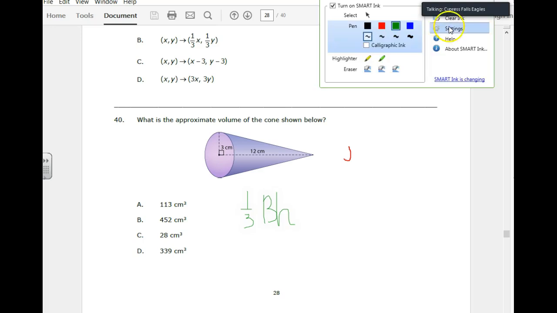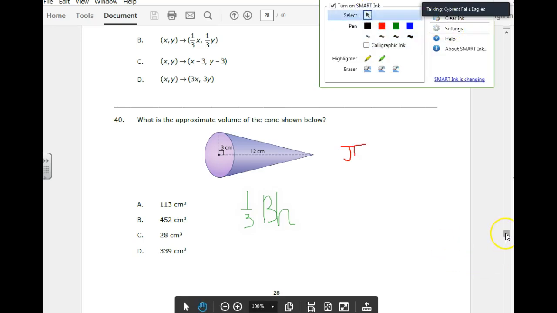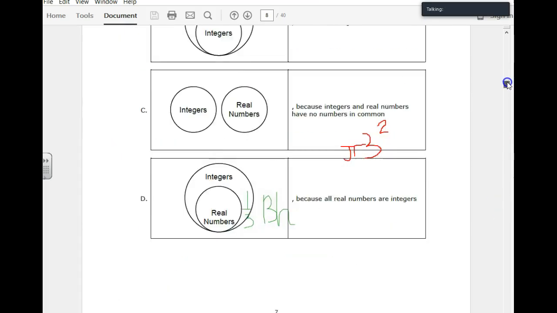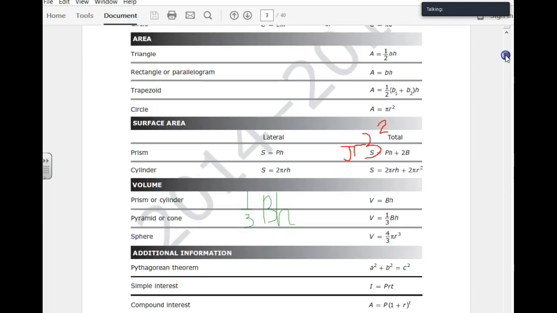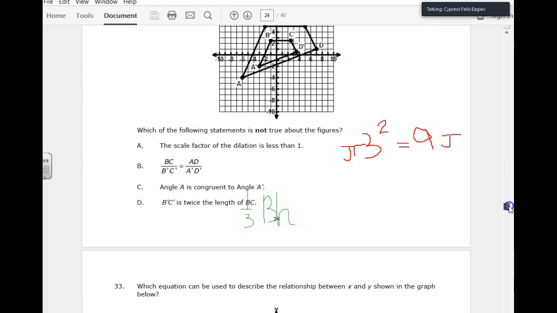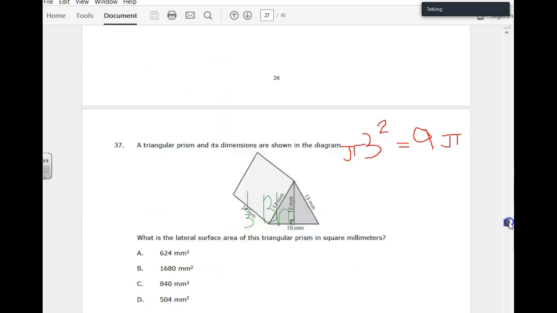Actually, it might give you a different formula. Let's go look at what formula it gives you. It might actually say 1/3 pi r squared h. It might. Let's go make sure. Depends on what formula was on your formula chart. Volume of a pyramid and cone. It just gives you 1/3 BH. Good to know. So let's go back to number 40.